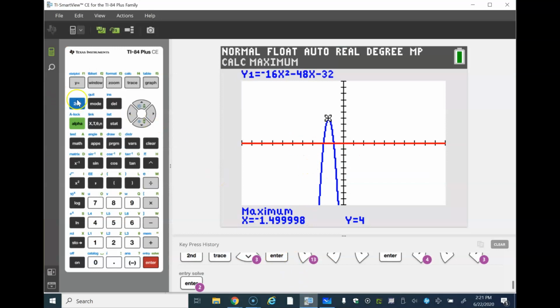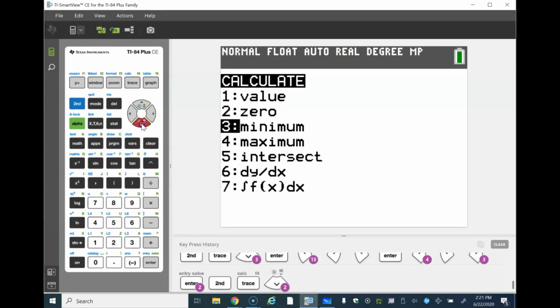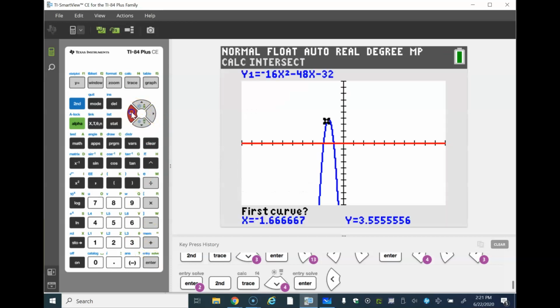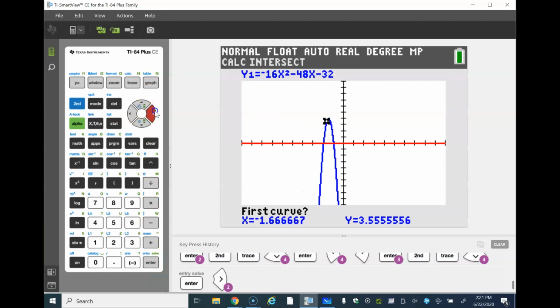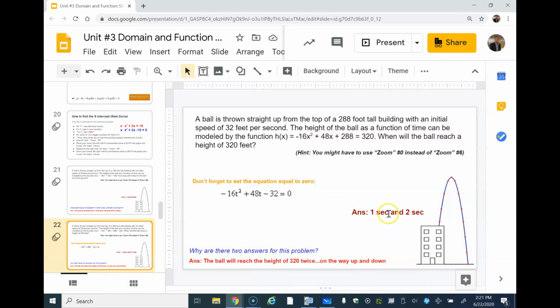So we go down here to ground zero, we hit second trace, we go down to intersection, go down to where it hits the first time, hit enter 3 times, 1, 2, 3, and then we hit second trace, number 5 again for the intersection, and hit it 2 times again, 1, 2, 3. So 1 second and 2 seconds. I know it's giving you negative answers, but we know we can't go back in time, but it's still going to be 1 and 2 for the x's for this particular one.